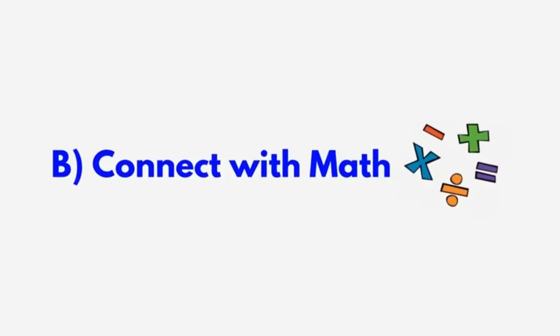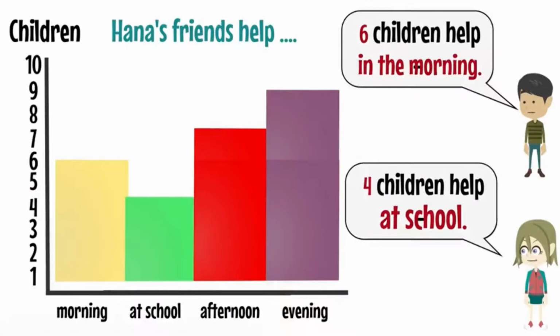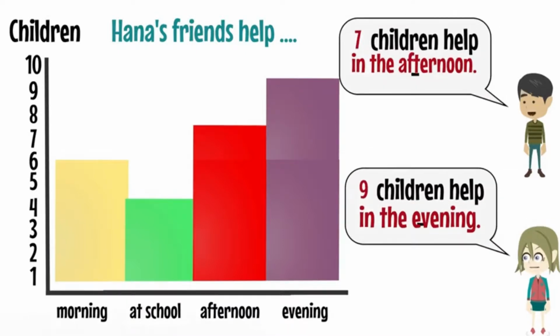B. Connect with math. Look, count, and read. 10 children. Hannah's friends help. Morning, at school, afternoon, evening. 6 children help in the morning. 4 children help at school. 7 children help in the afternoon. 9 children help in the evening.